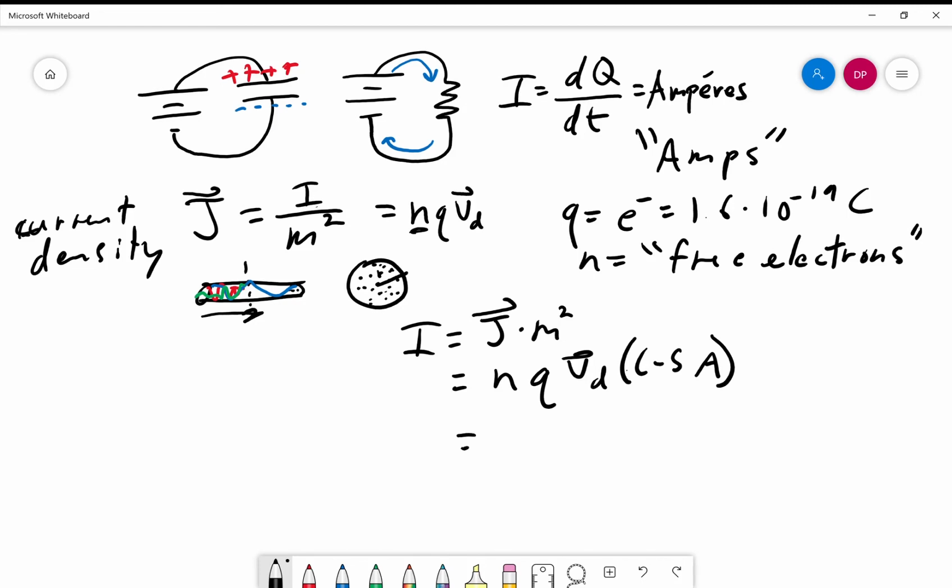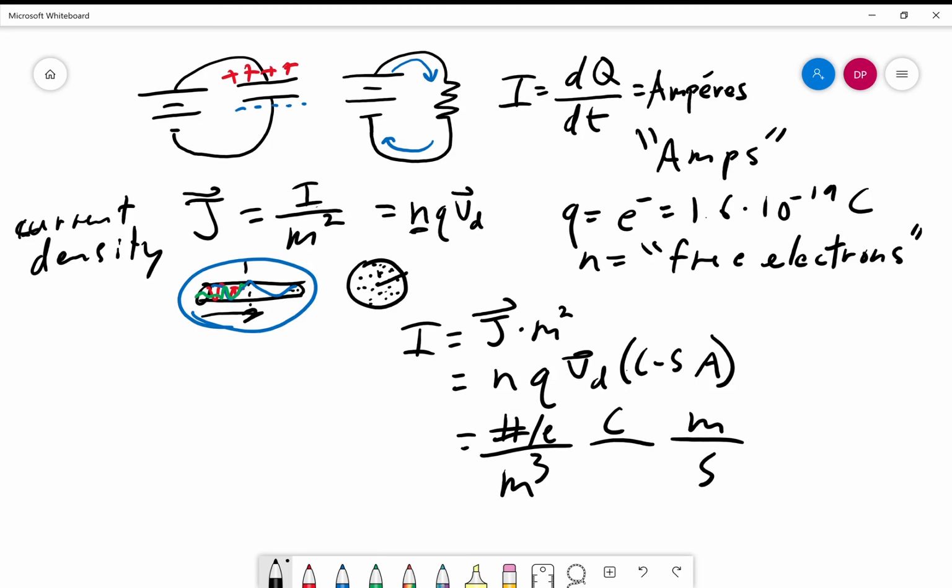So N is just going to be a quantity over a unit volume, because it's the free electrons encompassing this particular conductor that's a given length and has a given cross-sectional area, right? So number of electrons, let's say number of e per unit volume, times charge, measured in coulombs, times drift velocity, in meters per second, times the cross-sectional area, which is meters squared. And then you can cross some stuff out here.